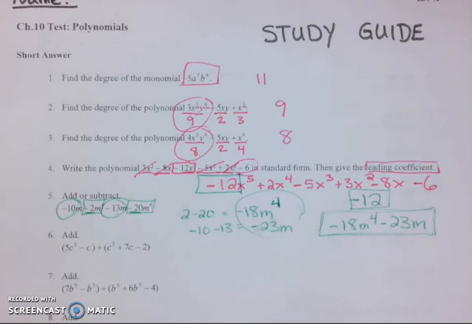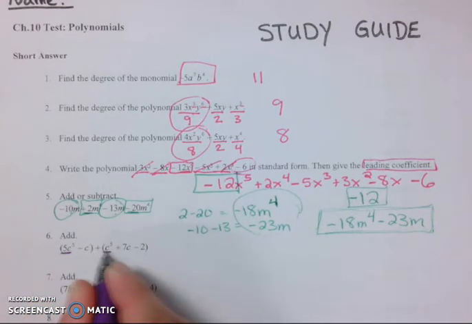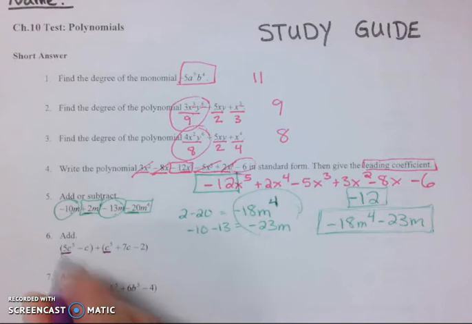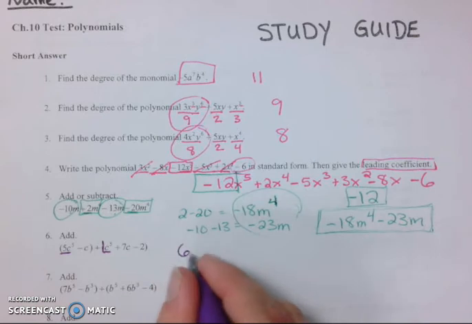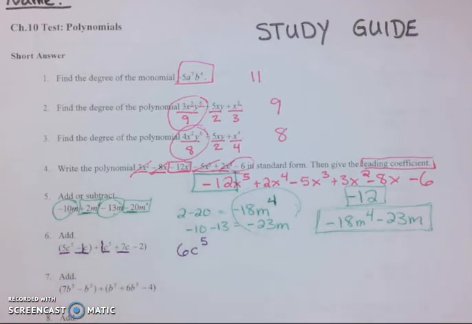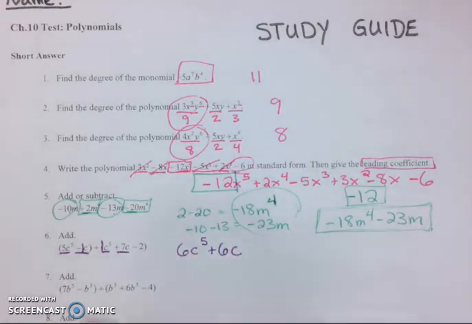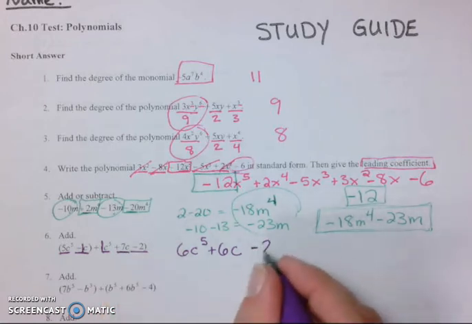Okay, we're going to add again. And I'm looking for like terms. So here's c to the 5, c to the 5. Here, this 5 here. Remember there's really a 1 here. So 5 plus 1, 6, c to the 5th. Negative c, so that's really negative 1 plus 7. Gives you 6. And then there's no other numbers, so this minus 2 just stays a minus 2.